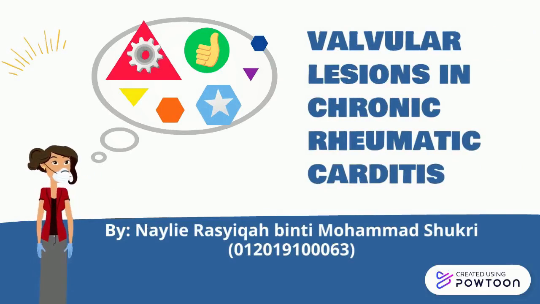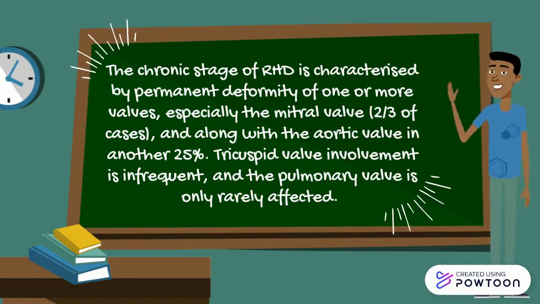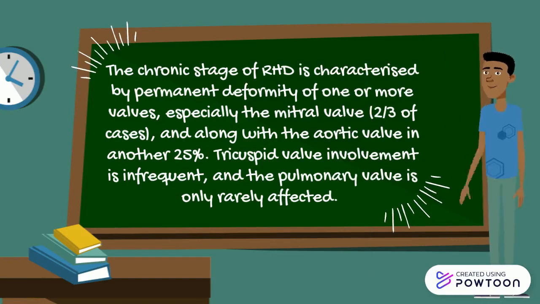We will now talk about valvular lesions in chronic rheumatic carditis. The chronic stage of rheumatic heart disease is characterized by permanent deformity of one or more valves, especially the mitral valve and the aortic valve.